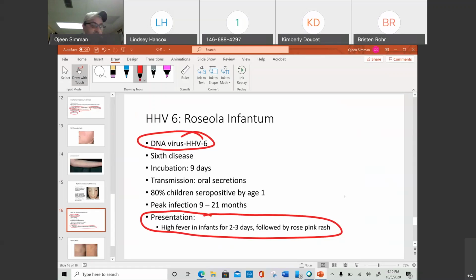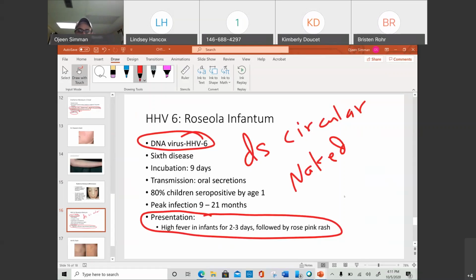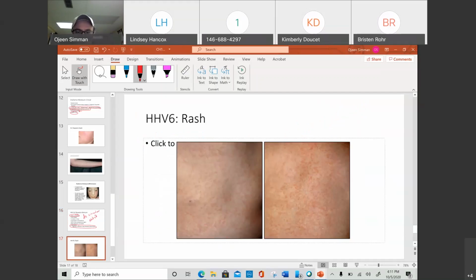The DNA virus is a double-stranded circular naked DNA virus. And this is the rash that is typical, usually on the back or the chest.